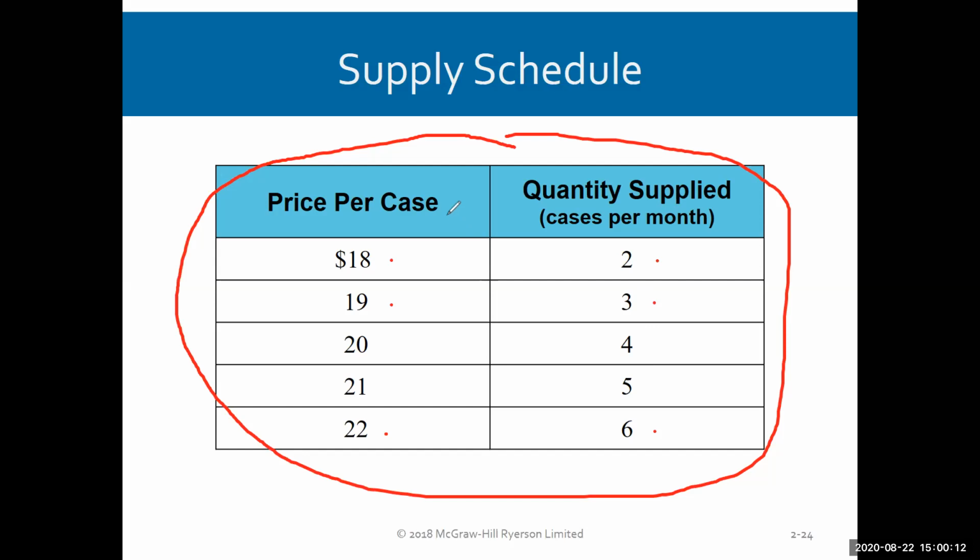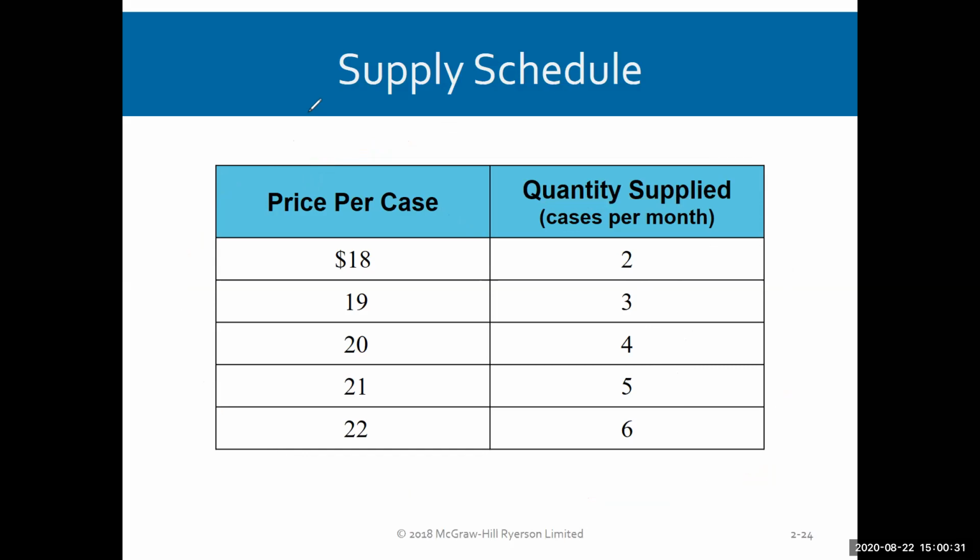So there's 1, 2, 3, 4, 5 quantity supplied, but just one supply curve. So make sure, just like for demand, that you can make sense of the difference between quantity supplied and supply.